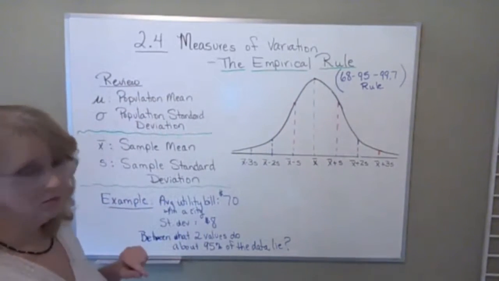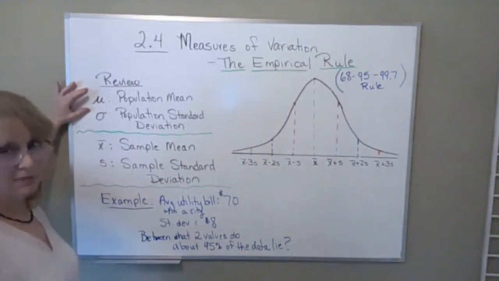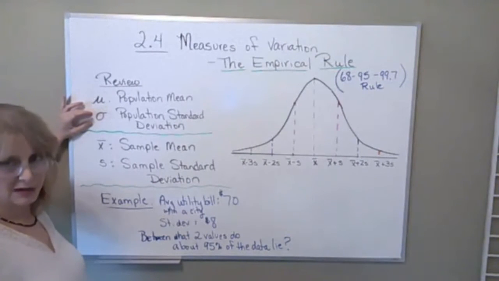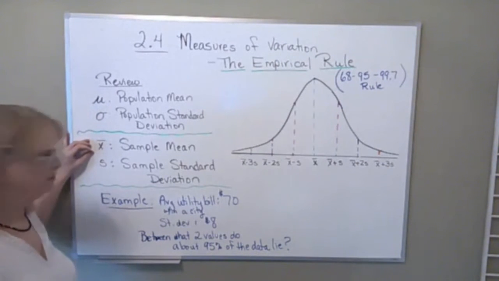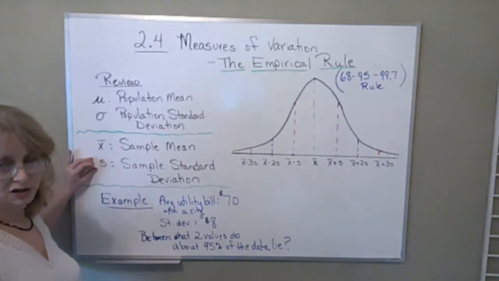As a quick review, remember that mu was the population mean, like we were reviewing symbols for a little bit. Sigma was the population standard deviation. Then X bar was the sample mean, and S is the sample standard deviation.